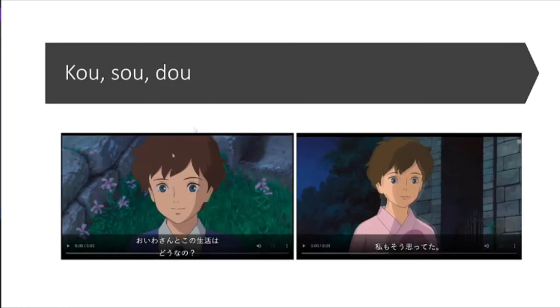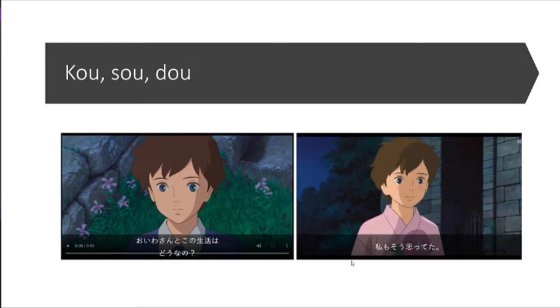Again we've got こうそうどう. お岩さんとこの生活はどんななの? So, お岩さん is the people that she's staying with. とこの生活, life. この生活はどうなの? So, どう is like, how is it? In this one, 私もそう思ってた. So, そう means that. So, 私も is like, I also thought that sort of thing. Whereas this is, how is it?